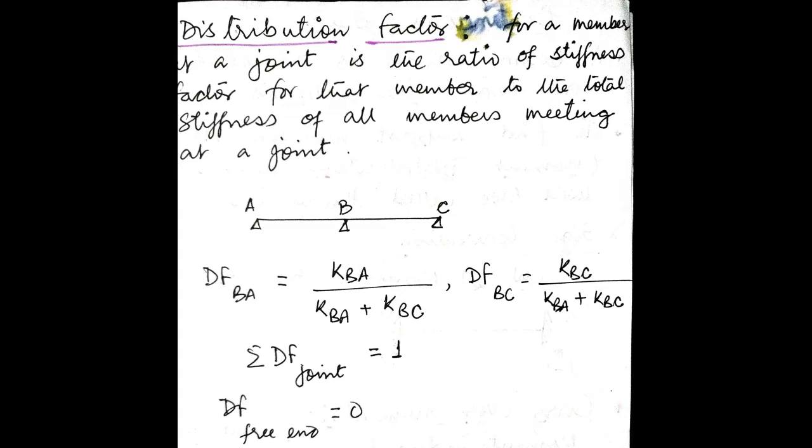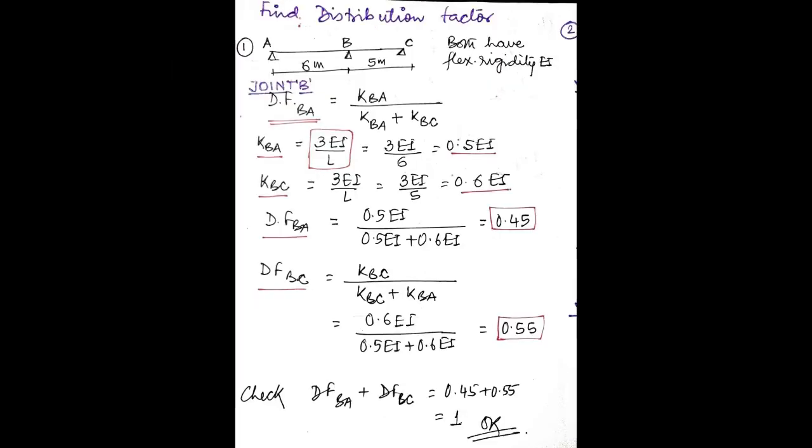Like that way, for example, we want to find the distribution factor of BC. So what we will write? The stiffness factor of BC divided by the total stiffness factor of both the members meeting at that joint. So like that way we find the distribution factor. And one thing you always remember, that the summation of all the distribution factors at a joint is always 1. So this is a checkpoint. Okay. And another important thing is the distribution factor at the free end. Free end means you understand that where there is no support. So at the free end it should always be 0.